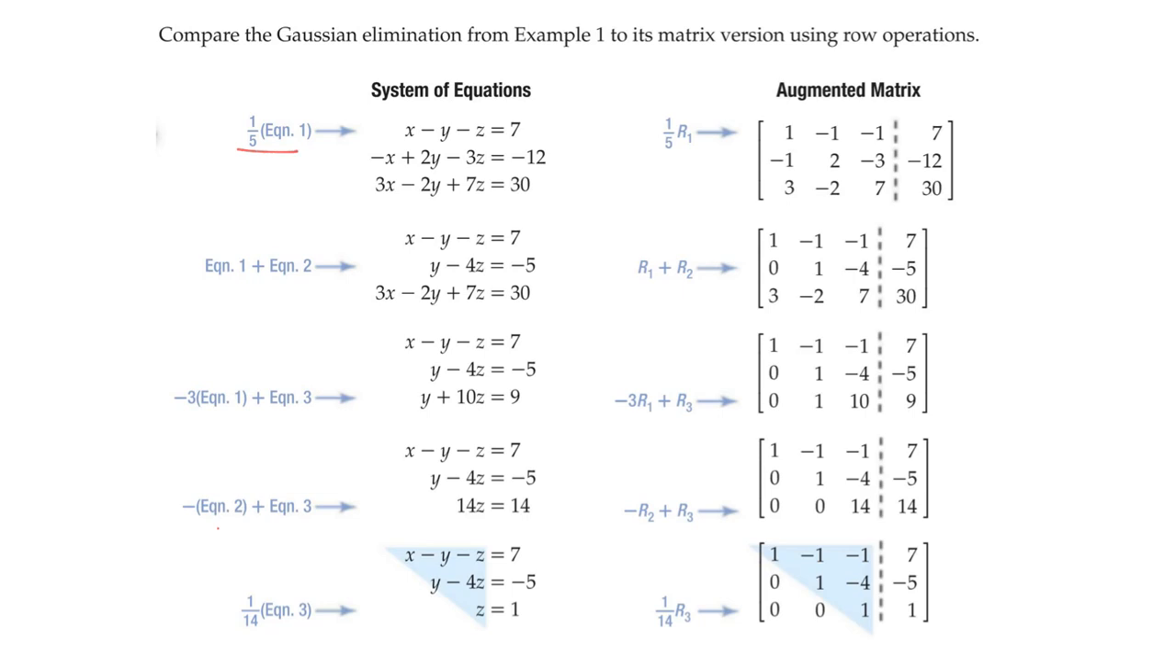So the first thing is, in that first step, we started off with 5x minus 5y minus 5z equals 35. So what we did is we did 1/5 and scaled it down. So by doing that, I'm just looking at 1, -1, -1, and 7 in my augmented matrix.